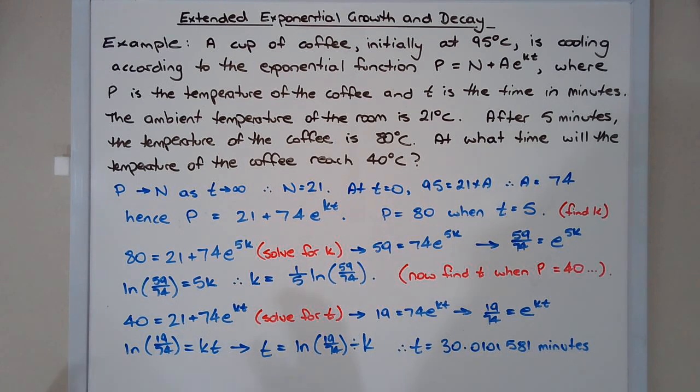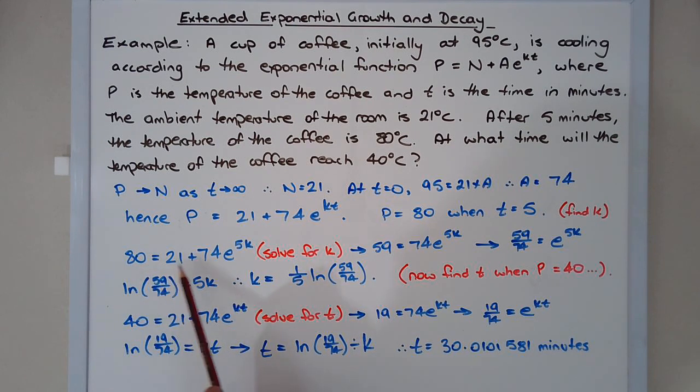So that's usually the first step with these types of problems. We try and find the N and the A first. Next, we need to find the k, the growth constant. And for that, we'll need some extra information. Now we know that the temperature is 80 degrees Celsius when time equals 5 minutes, so after 5 minutes since the coffee was poured. So substituting P equals 80 and t equals 5 into this formula here, we can solve for k.